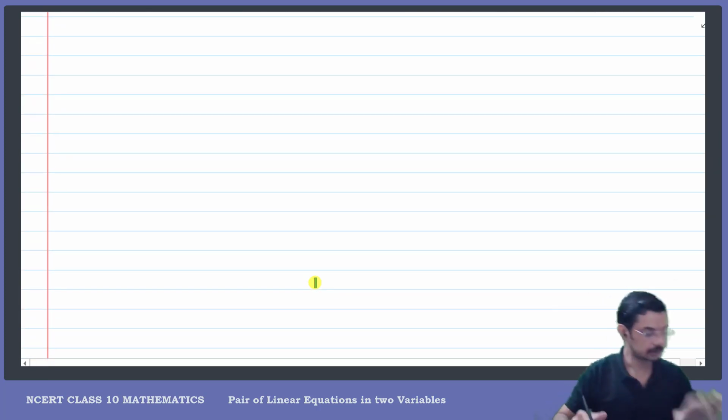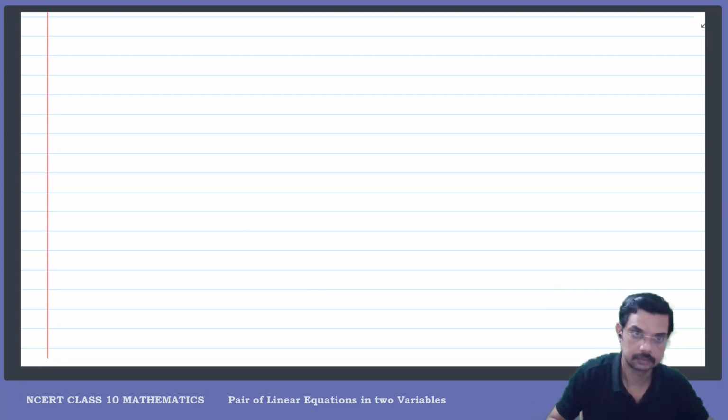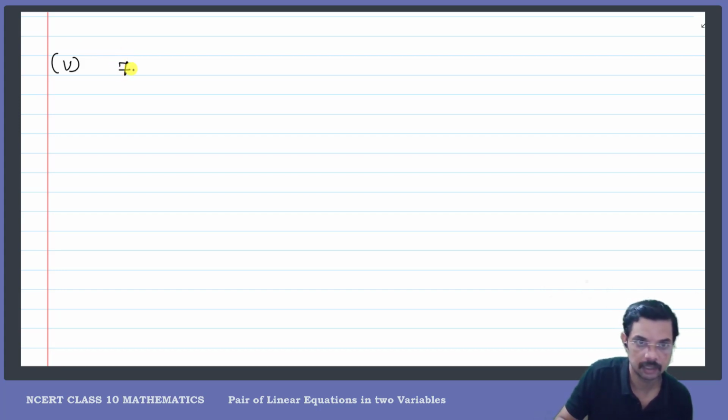Let's look at the next one. Look at the 5th question. See, each one is different. Every question is different. All different possible types are given to you, and you are just practicing them. So this is 7x minus 2y divided by xy equal to 5.